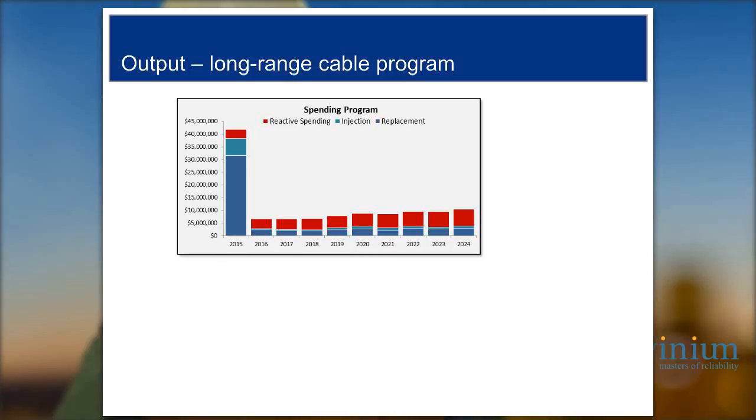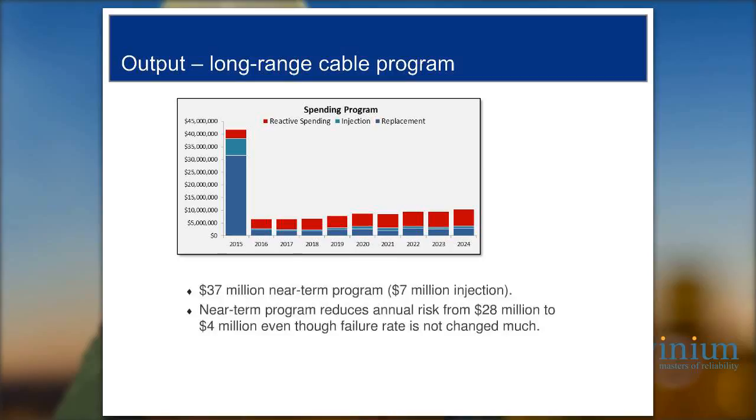This is a very typical spending program shape where there's a spike up front, followed by, like I say, a flatter program going forward. In this case, there was about $37 million of near-term spending identified, of which about $7 million is injection and the rest replacement. But of course, because injection is so much less expensive than replacement, I forget what the ratio is, probably 5 to 1 or even higher, it actually is more feet of cable that are injected than replaced in this example.